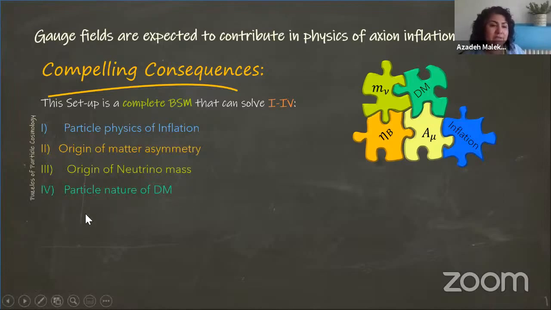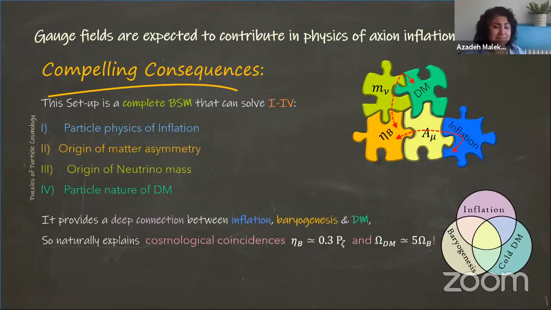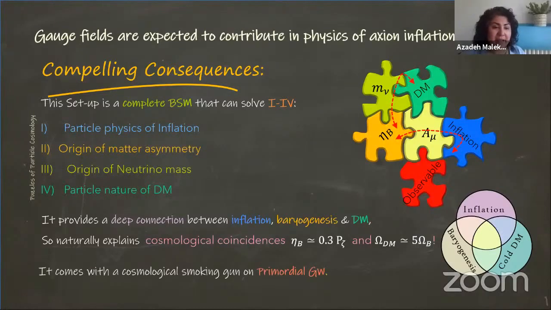And the particle nature of dark matter, because now the lightest right-handed neutrino is the dark matter candidate, and this framework provides a new mechanism for generation of right-handed neutrinos. Since this new framework provides a deep connection between inflation, baryogenesis, and dark matter, it can naturally explain these cosmological coincidences that we discussed before. And finally, it comes with a cosmological smoking gun in primordial gravitational waves.